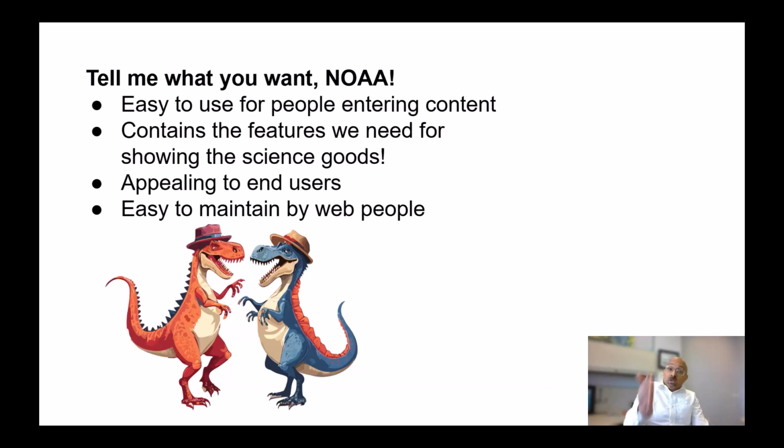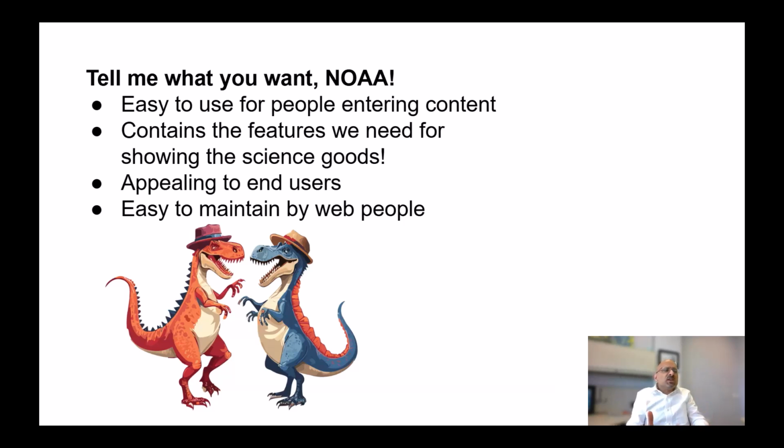Okay, it has to be easy to use. But secondly, it also still has to have the features we need to really show the science content we want, to update the science content we want. So it has to be able to deliver the goods. Okay, third, it has to be appealing to the end user, like these two dancing dinosaurs. I mean, look how happy they are, thinking of how great this website's going to be. It has to be appealing to them. And the last piece, most important, this website has to be easy to maintain, because we don't want to just create these interfaces to connect the public.